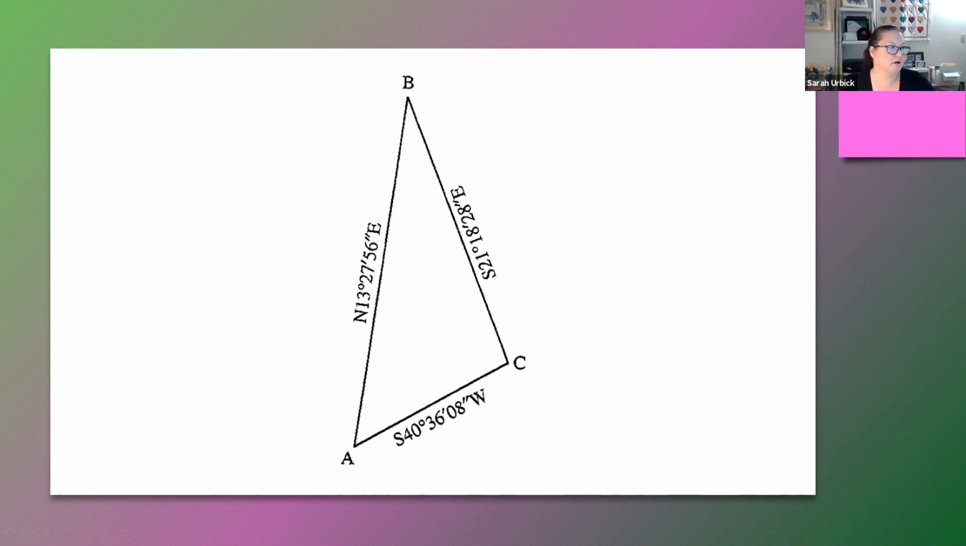So AB, 13 degrees, 27 minutes, 56 seconds. 13.466 degrees. All right. BC, 21.308 degrees. C to A, back to our close, right? 40.602 degrees. All right, so where do we want to begin?